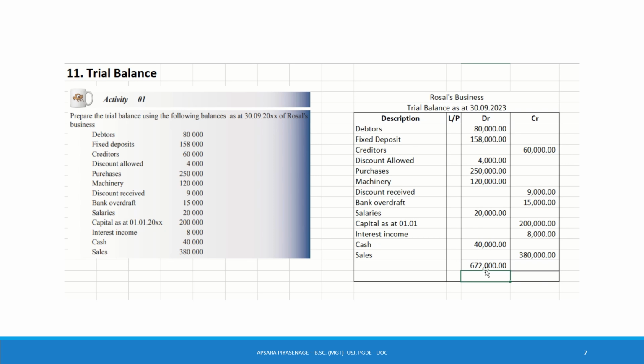So if we have recorded all the transactions correctly in the correct column, then here in credit side also we should get 672,000. Yes. So this is the answer for the activity number 1.